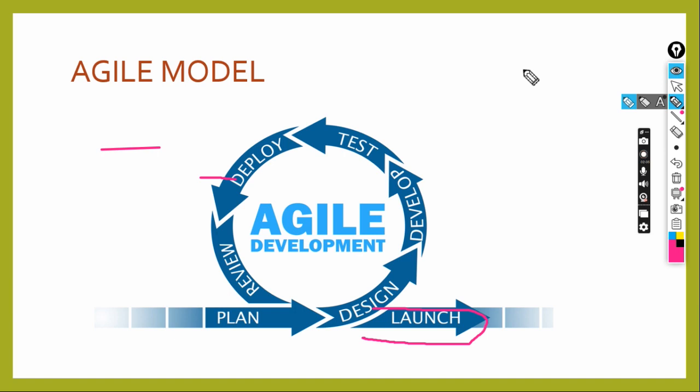In this model, the software is broken into various iterations. Each iteration has various stages, like planning, designing, developing, testing, deploying, and then reviewing. Again, we launch. Each iteration takes some time. You release the software in the first iteration.